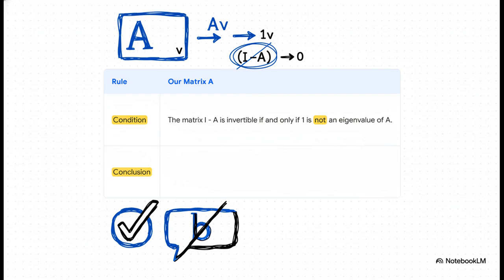There's another rule that says the matrix I minus A is invertible if and only if 1 is not an eigenvalue of A. Why? Well, think about it. If 1 is an eigenvalue, that means there's some direction where the matrix A doesn't change anything.